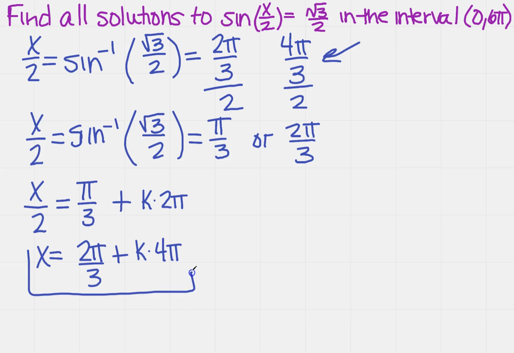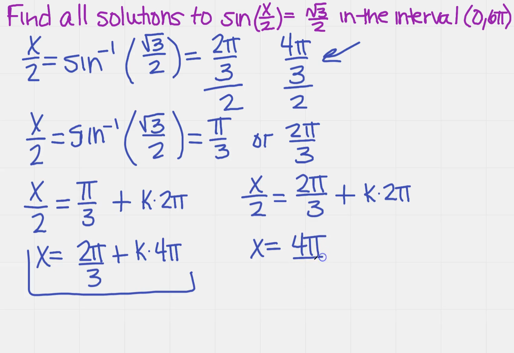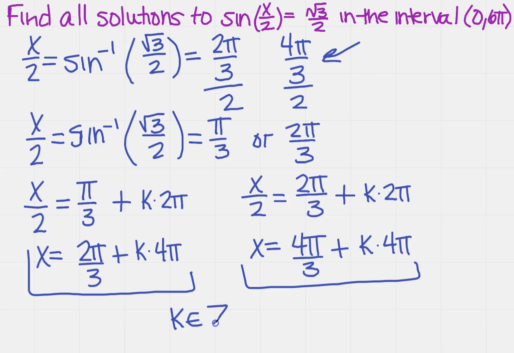Now, what was the other one? I said it was 2 pi over 3. So I've got x over 2 equals 2 pi over 3 plus k times, again, the period. I need to multiply through by 2, so I'm going to get x equals 4 pi over 3 plus k times 4 pi. So that's the second one. Now make sure you remember to write that k has to be an integer.